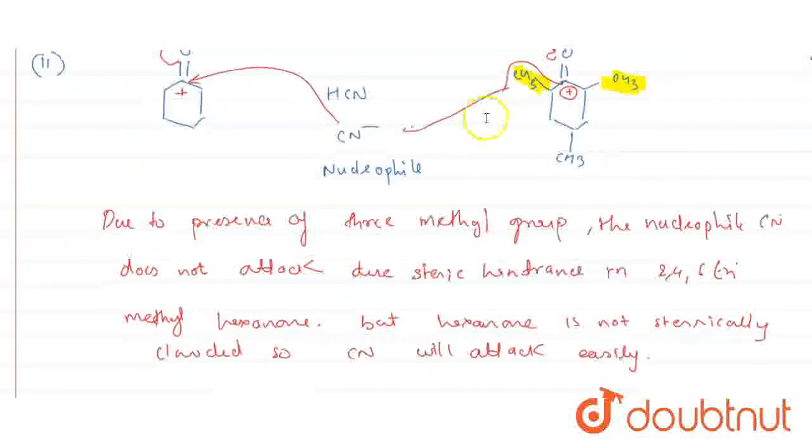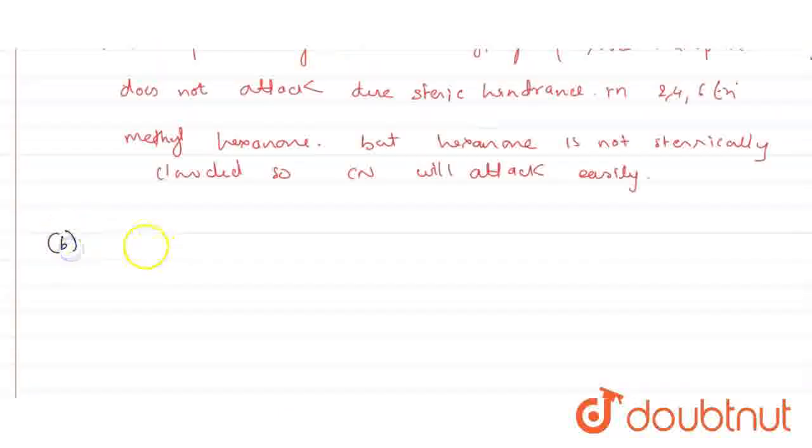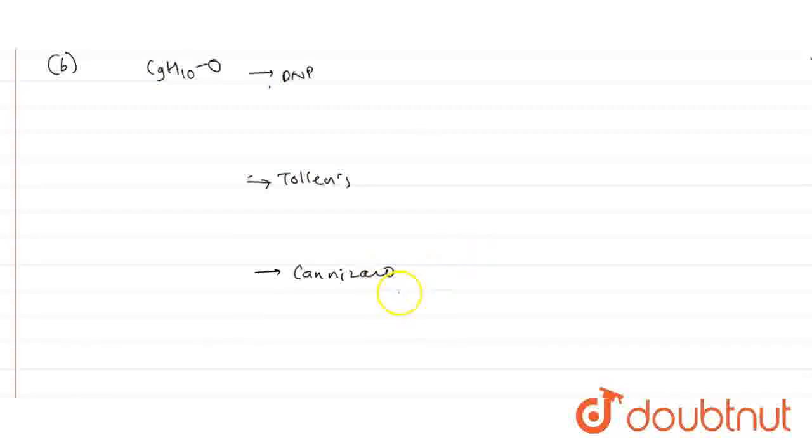Identify the compound. So second, we have compound B with molecular formula C9H10O. It is giving the DNP test, it is reducing Tollens reagent, and it is giving the Cannizzaro reaction, and on vigorous heating, it forms 1,2 dicarboxylic acid.